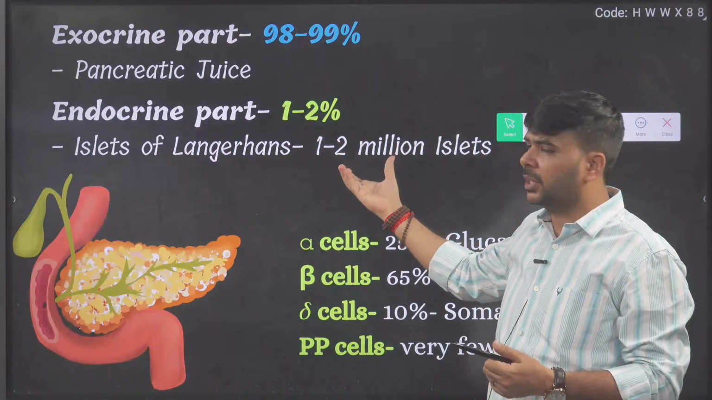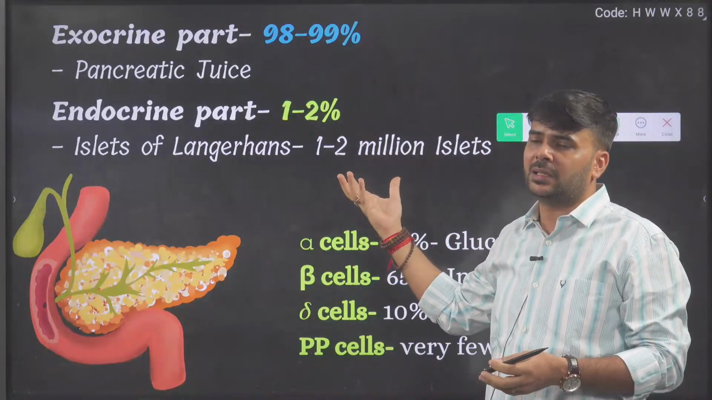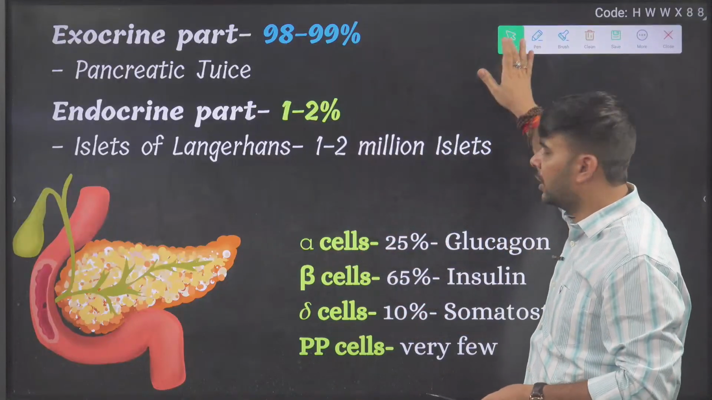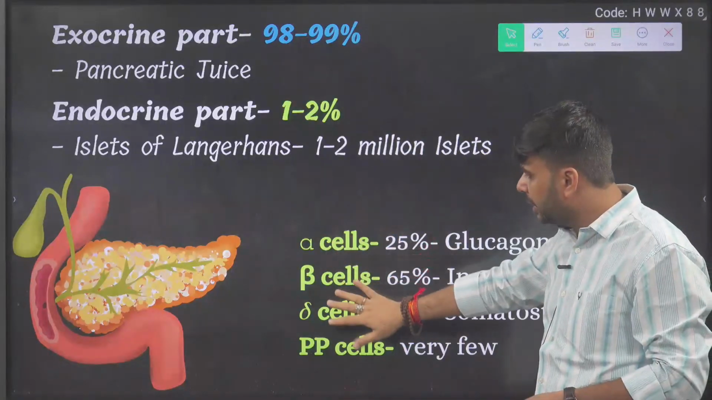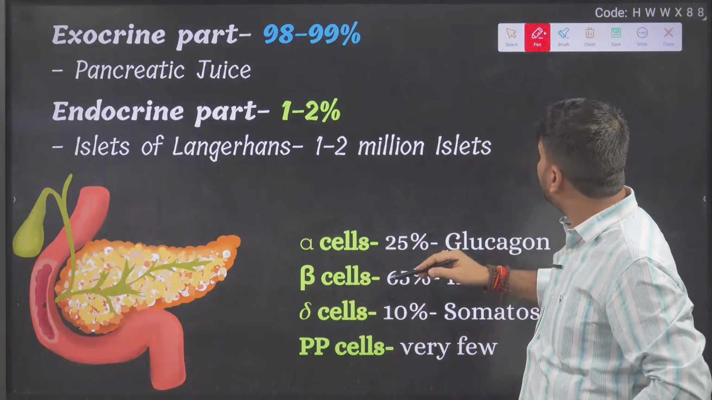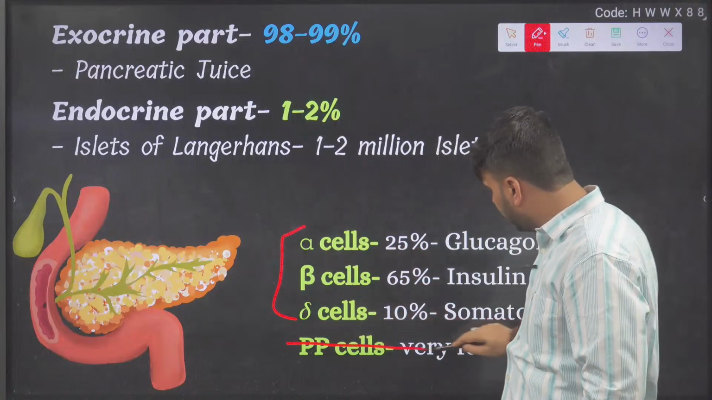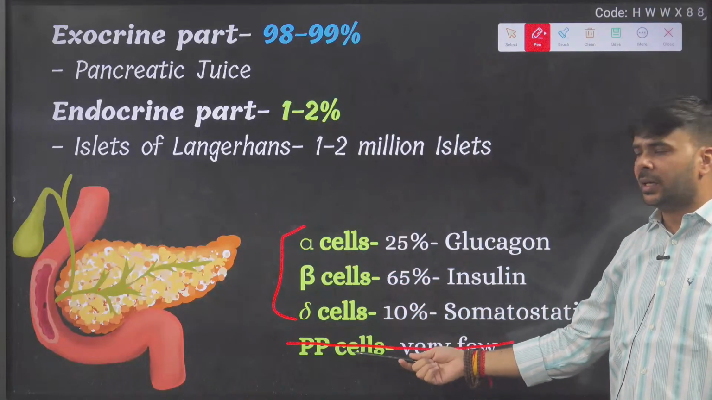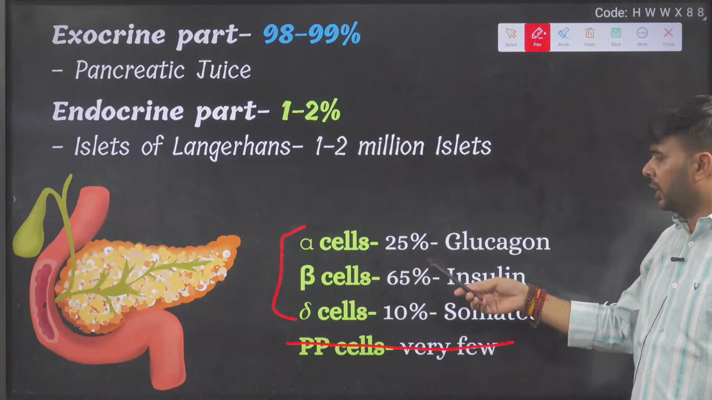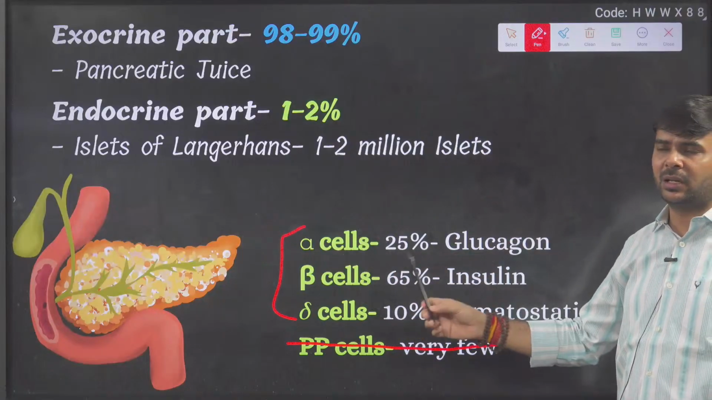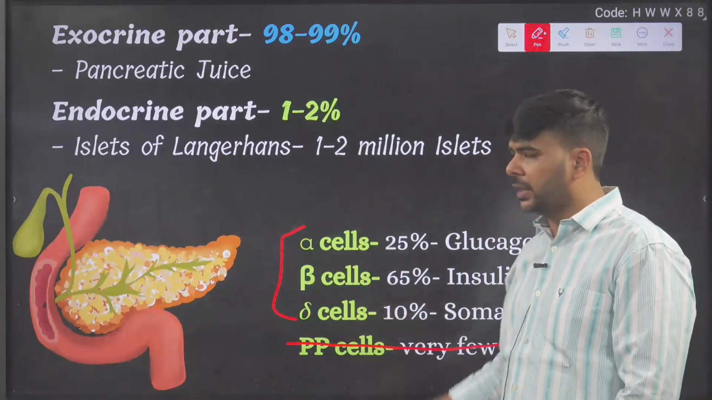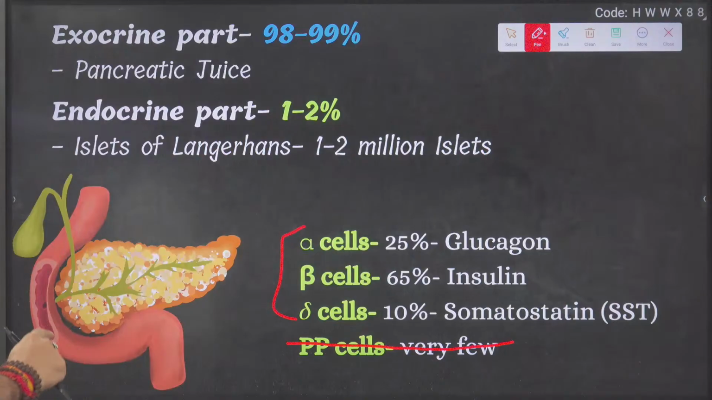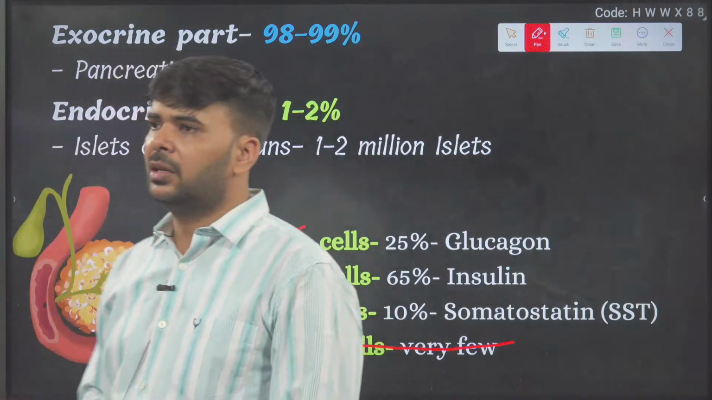The islets of Langerhans are made up of 1 to 2 million islets. They contain mainly three types of cells. You can neglect the fourth one. Alpha cell, beta cell, and the third one is the gamma or delta cell. The names alpha and beta are very clear. You can say gamma or delta cell; I'm using only one symbol, but you can say either.